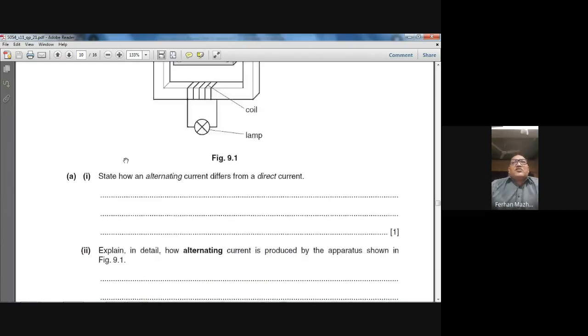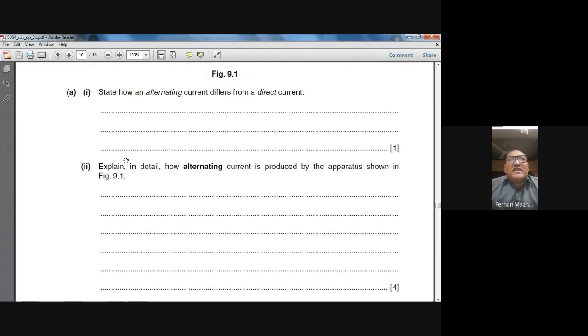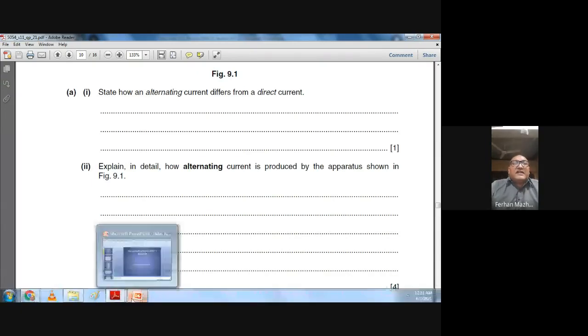The first question on your screen is, state how an alternating current differs from a direct current. So, the difference between an alternating or AC current and a direct current. The direct current flows only in one direction, whereas the alternating current flows in one direction and then in the opposite direction. For example, if the current is flowing in the clockwise manner, then it will flow in the anti-clockwise manner. This is called the alternating current.